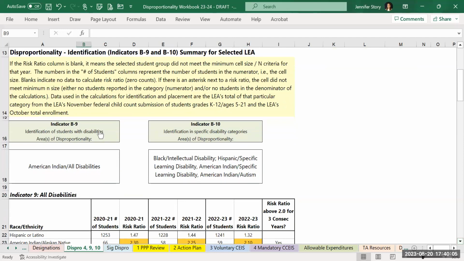It starts off with a summary. So we're starting to look at indicators 9 and 10. We're looking at identification. And again, this is a summary of what the district is designated as having disproportionality for which areas. And then it will show the district's data.